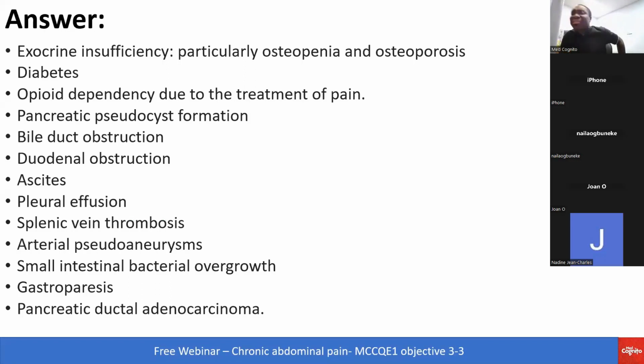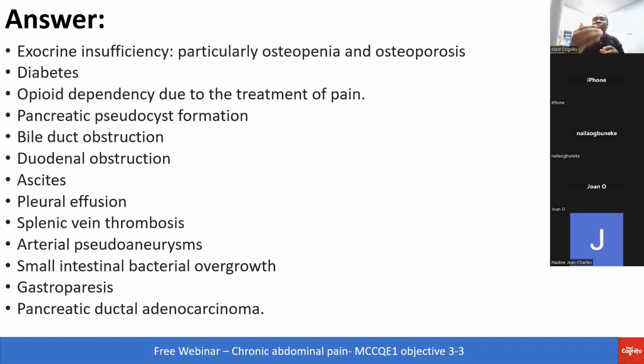Pleural effusion. Another thing is that because the pancreas also has an exocrine function, chronic pancreatitis can lead to osteopenia and osteoporosis. Osteopenia, osteoporosis, diabetes. And because they have regular ongoing pain, they can also develop opioid dependency. They come, you give them pain management, they go home, and it comes back again. So we are looking at the various places fluid can collect: pancreatic pseudocyst, pleural effusion, ascites. And then there can also be bile duct obstruction.